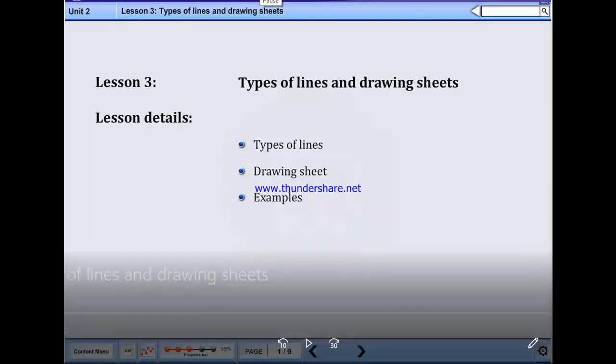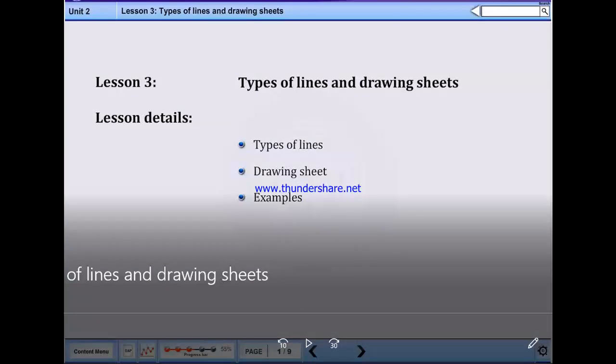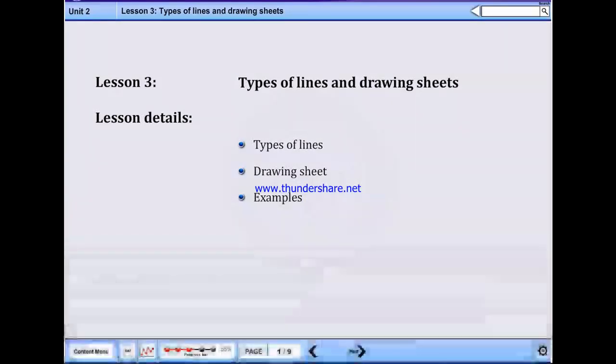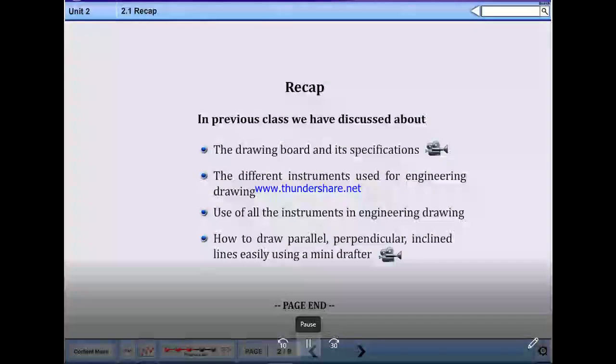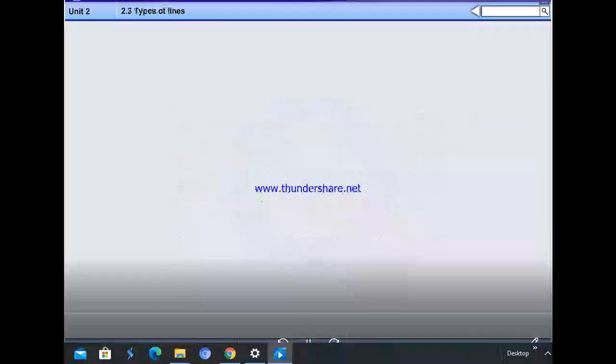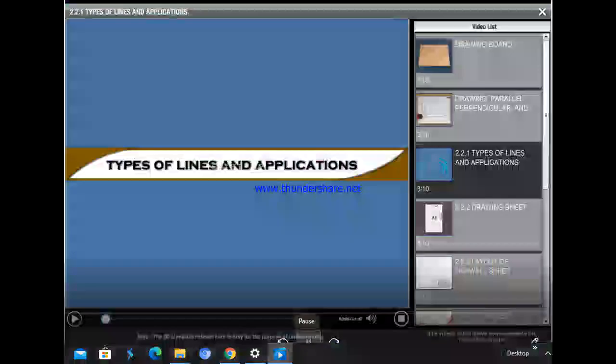Now let us see in this types of lines and drawing sheets. So we are going to learn types of lines and drawing sheets. Types of lines and applications.